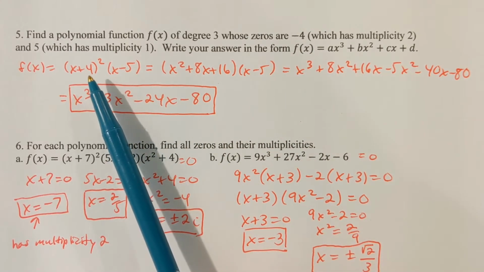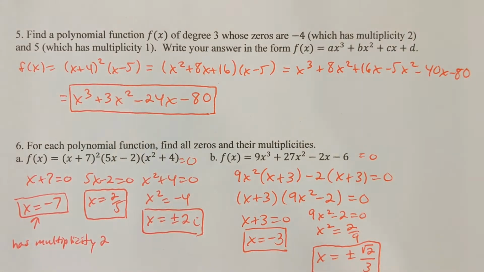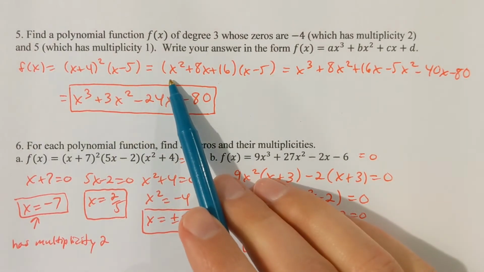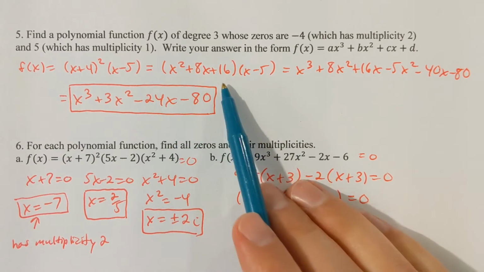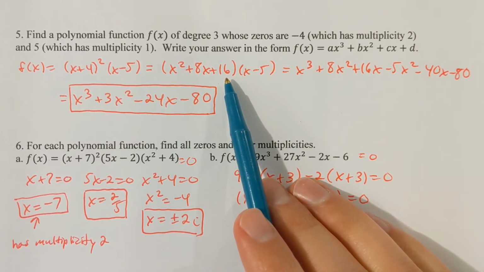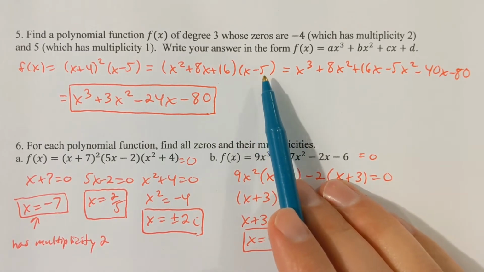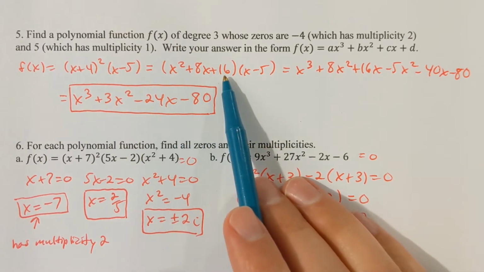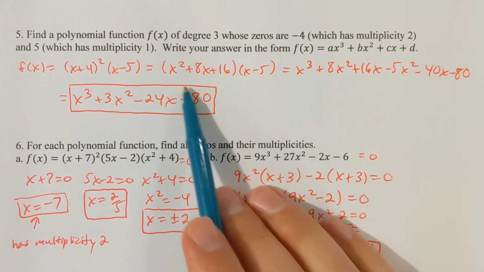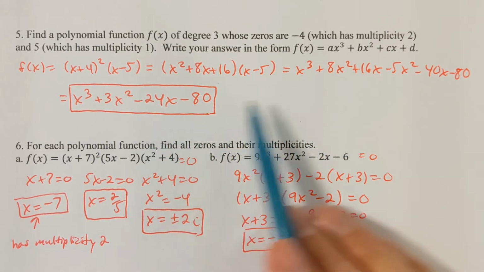X plus 4 times x plus 4, when you FOIL that, would be x squared, and then 4x and 4x would be 8x in the middle. 4 times 4 is 16 at the end, times x minus 5. At this point, you'll want to distribute x into these three terms, and then distribute -5 into these three terms, and then collect your like terms.